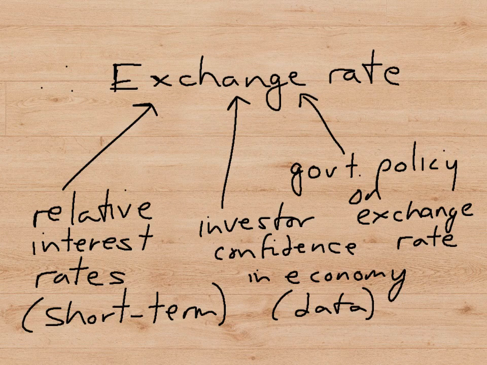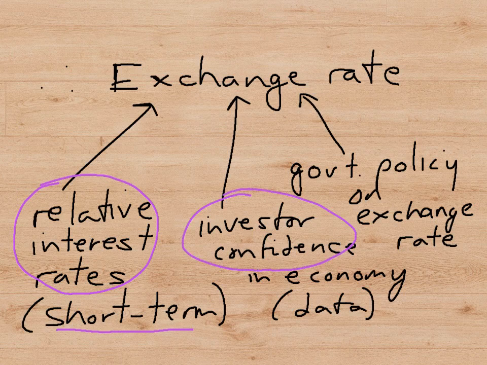So what we can see is that there are many reasons why the exchange rate moves up and down over the short term and over the long term. A short-term reason is relative interest rates. When these change, they change the exchange rate over the short term. Longer-term reasons include investor confidence in the economy and government policy. So all of these are influences on the exchange rate and may cause a currency to appreciate or depreciate against another currency.